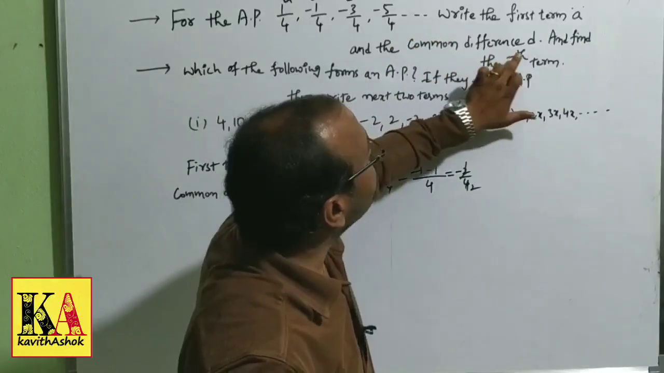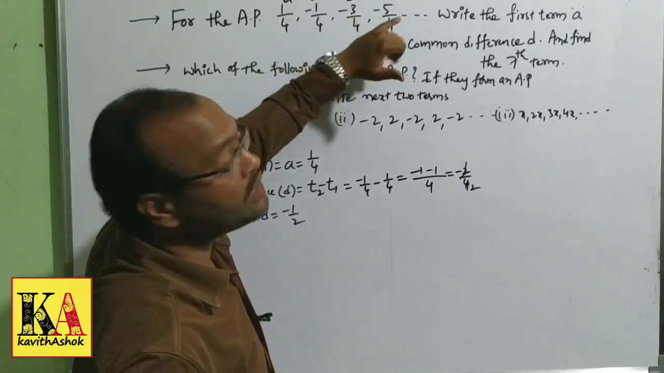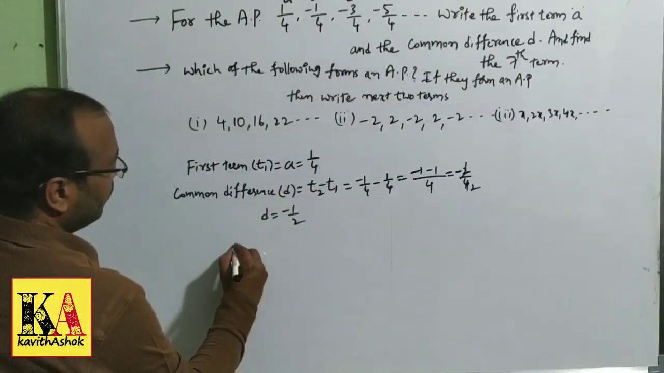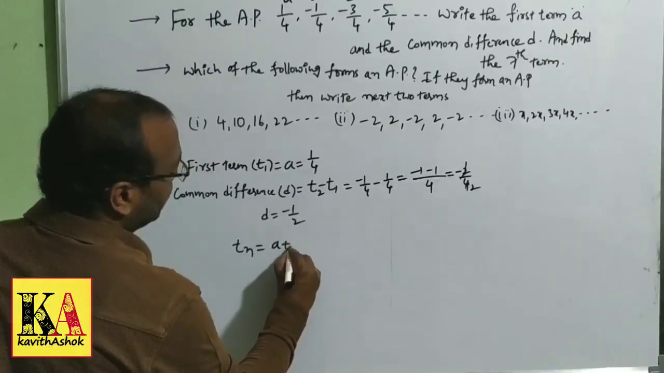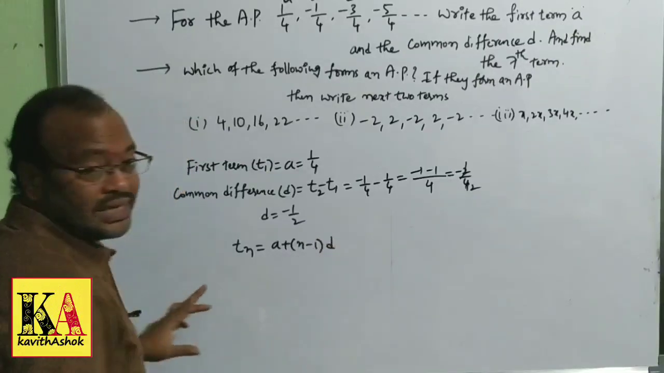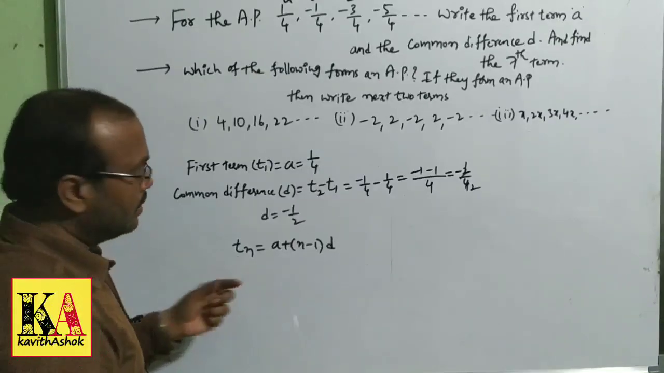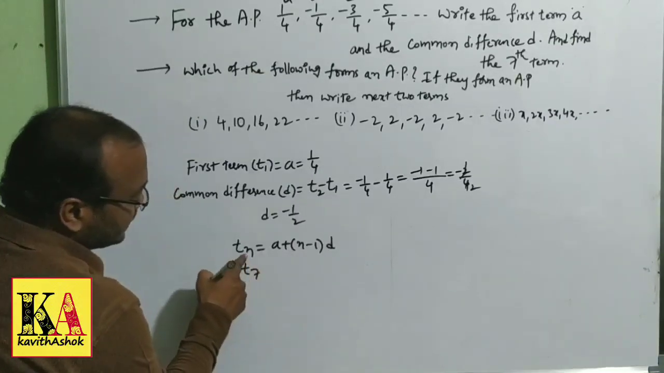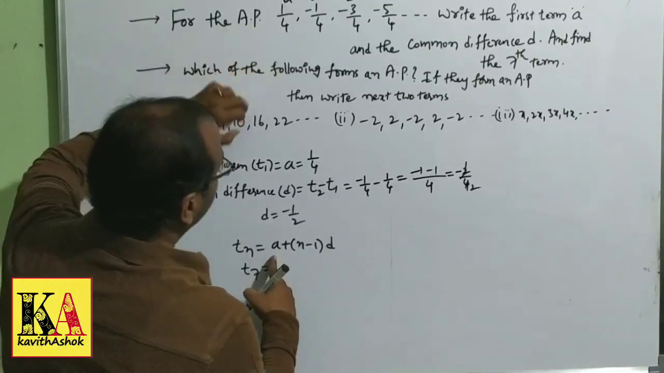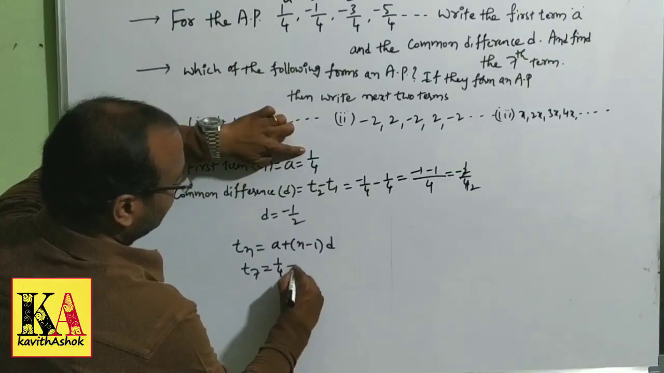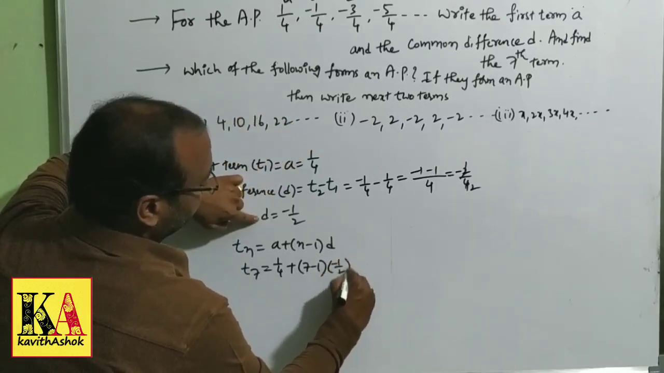Next, given the common difference D, find the seventh term. Seventh term means T7. T1, T2, T3, T4 are given, and T7 we want. We already know the nth term formula: Tn is equal to A plus n minus 1 into D. We already proved this formula. We want T7, so in the place of n we replace with 7. So A, the first term, is 1 by 4, plus 7 minus 1 into D, the common difference, minus 1 by 2.